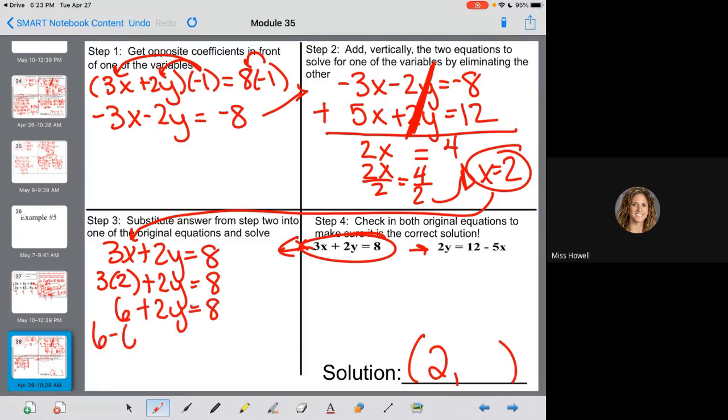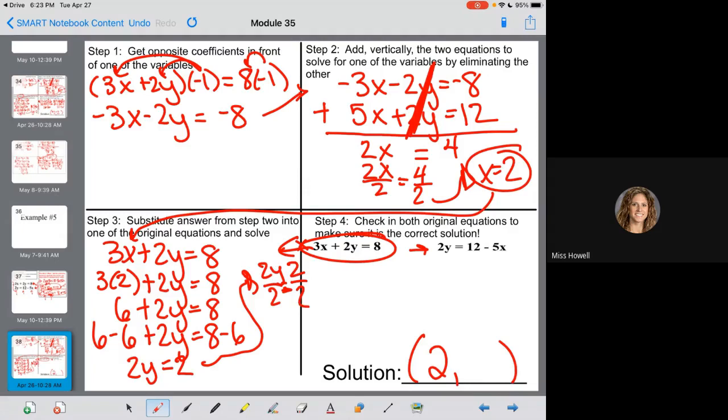Two-stepper, start with subtracting 6 from both sides and start chipping away. We want to get that 2y by itself. So 8 minus 6 will give us 2. And then we'll finish here by dividing both sides by 2, and we'll see that our y value then is a 1. So we think our solution is at 2 comma 1.